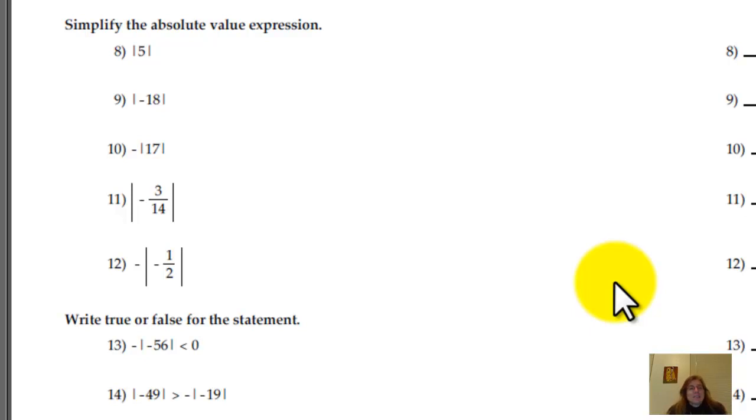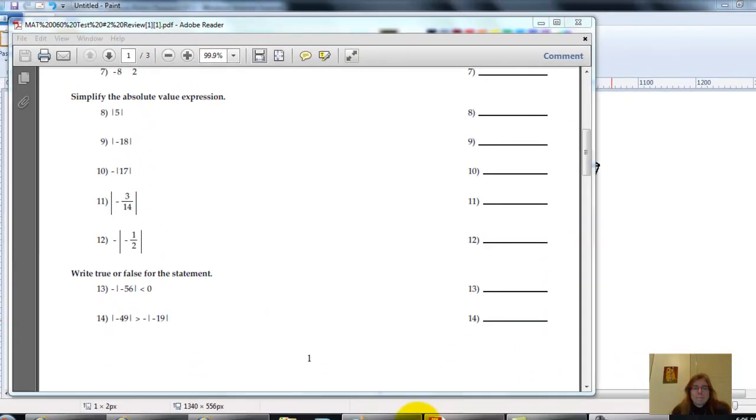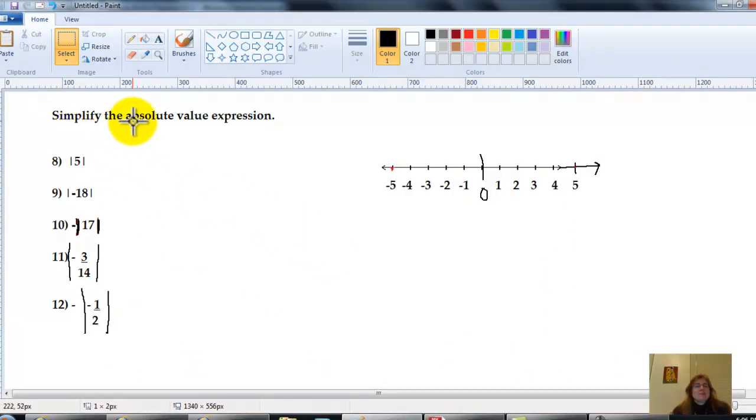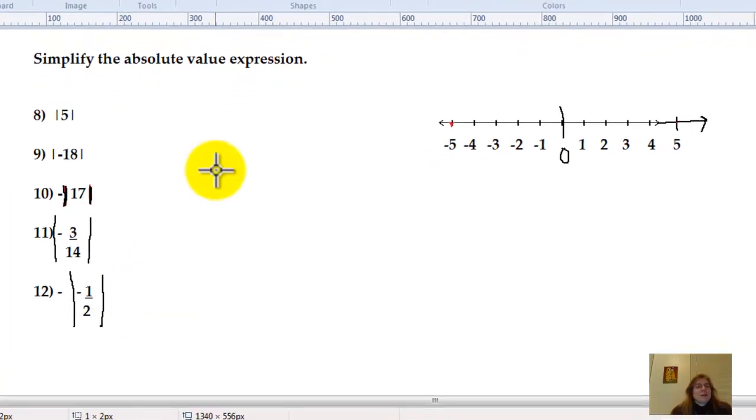So this is the answers to 8 through 12 on Test 2 review. Simplify the absolute value expression for each of these absolute values. So first, it's a basic, the absolute value of 5.